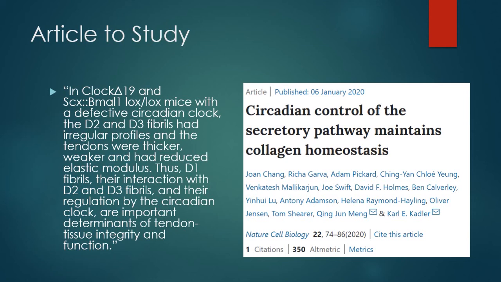Now, if they had published a Science News article saying circadian control of the secretory pathway maintains collagen homeostasis, I probably wouldn't have clicked on it, to be fair. So the editor actually did their job there. The editor produced a nice catchy headline with a picture that looks interesting. They got me to click on it, but it's been a hell of a ride. When you go from headline to article and from article to the original research, boy, it's a real journey.